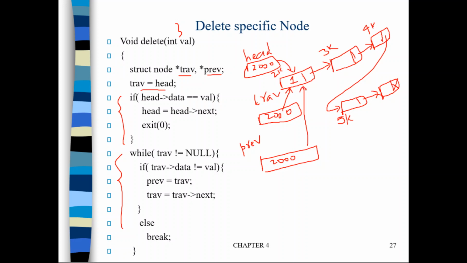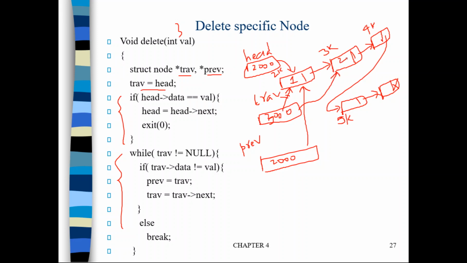So as of now, 3 nodes are pointing to the first node: head, traverse and previous. But then what we change: traverse is equal to traverse arrow next. Which means that now traverse will point to 3000. So no more is traverse pointing here. Traverse is pointing to the next node. And what is its value?